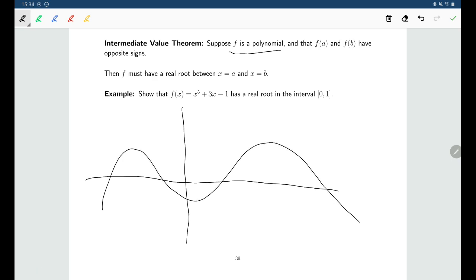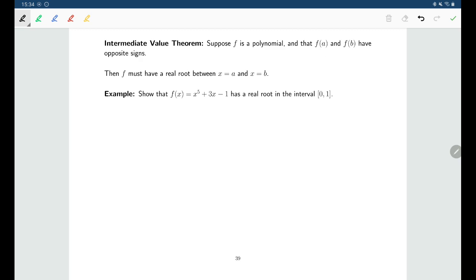And because of that, if you know that somewhere for your polynomial you're above the x-axis and somewhere else you're below the x-axis, then in between those 2 points you have to cross the x-axis. That's the intermediate value theorem. It's telling you that if you have two y values for a polynomial that have opposite signs, so if there's one point where you're above the x-axis and one point that you're below the x-axis, well then you must have a real root. You must cross the x-axis somewhere between those two x values.